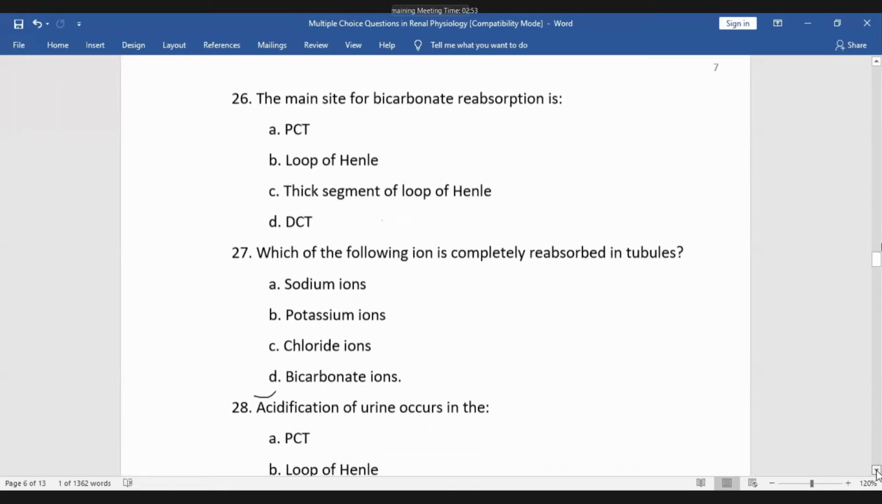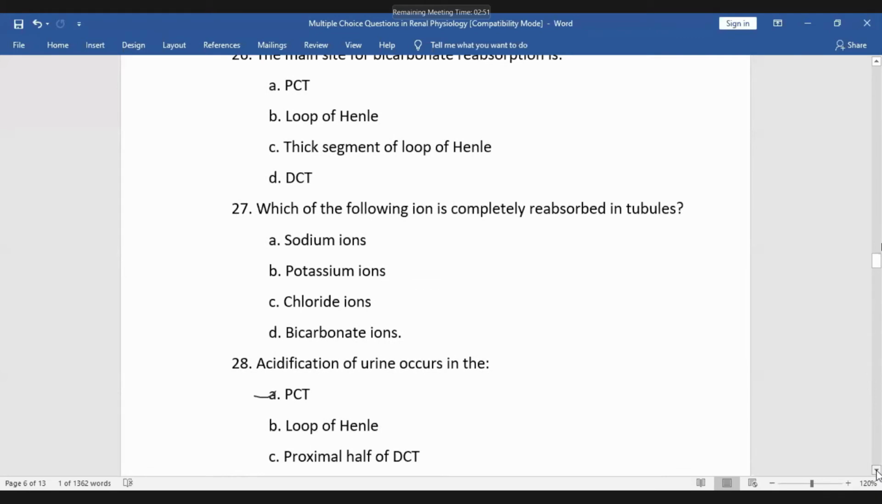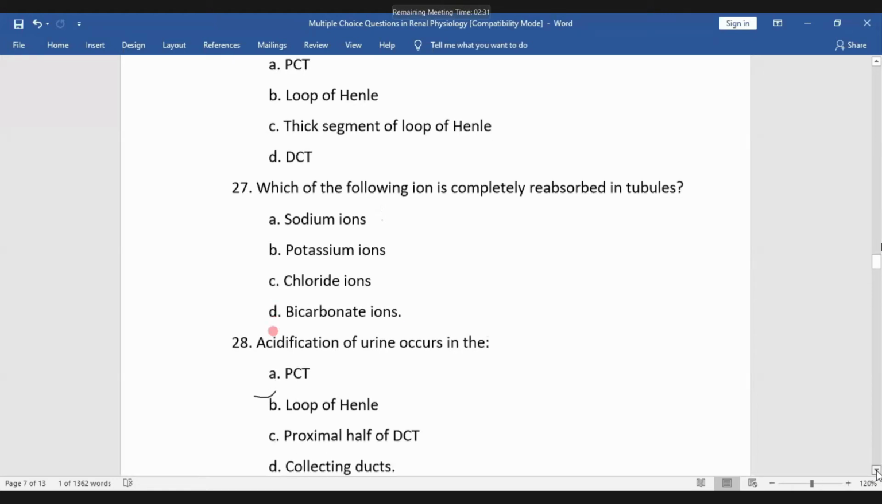Which of the following is completely reabsorbed in the renal tubules? Sodium ions, potassium ions, chloride ions, or bicarbonate ions? Yes, bicarbonate ions are completely reabsorbed. Yeah, you are right here. Sodium, a little bit is excreted in the urine. Potassium is also excreted in the urine. Chloride is also still excreted in the urine.